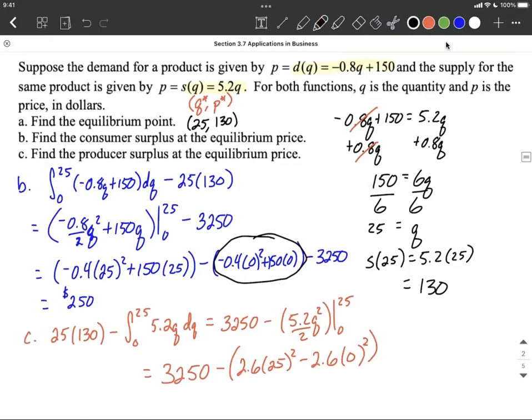Now again, when we multiply by 0, this part goes away. That makes a 0, so subtracting 0 is not going to make a difference. So really it's 3250 minus 2.6 times 25 to the second power, which I got to work out to be $1,625.